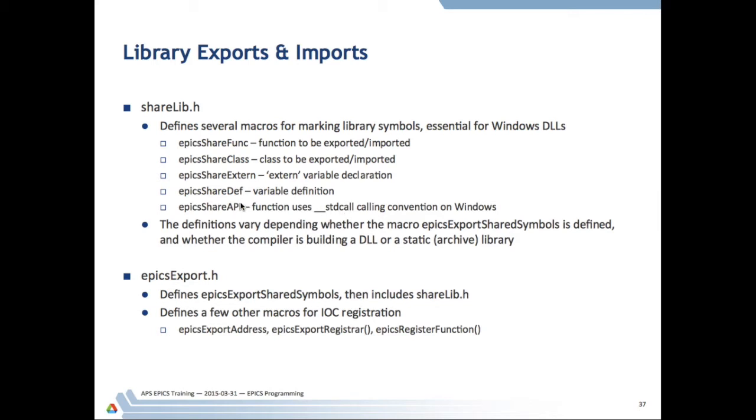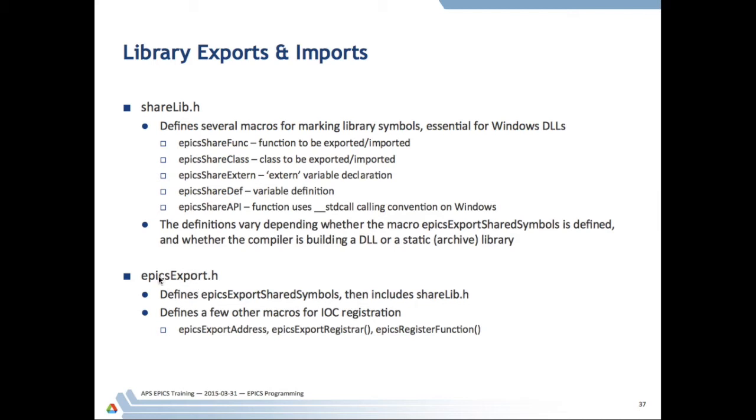You can't use share API with a function that takes variable arguments, for instance. The standard call mechanism doesn't support varargs. What these macros get expanded out to depends on whether this macro EPICS shared symbols is defined at the time when the file sees this macro, and also varies depending upon whether the file is building a DLL or building an archive, maybe importing a value strategy from a DLL. And I'll come back to that in a moment.